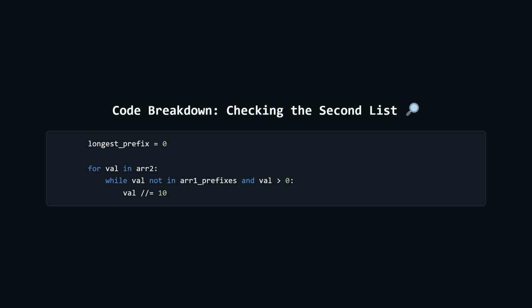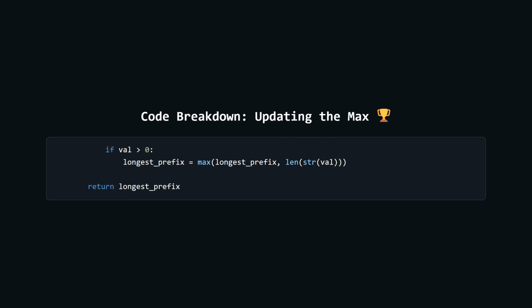Next, we set up our counter to track the longest prefix. We loop through the second list. Inside, we have a similar while loop. We check if the current value is in our set. If it's not, we chop off the last digit. We keep doing this until we either find a match, or the value drops to 0. Right after that while loop, if the value is greater than 0, it means we found a match before chopping everything away. We find the length of this matching prefix by converting it to a string and getting its length. We then compare this to our current maximum and save the bigger one. Finally, we return the result.